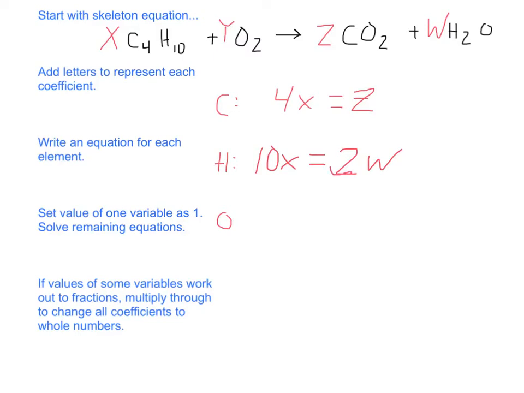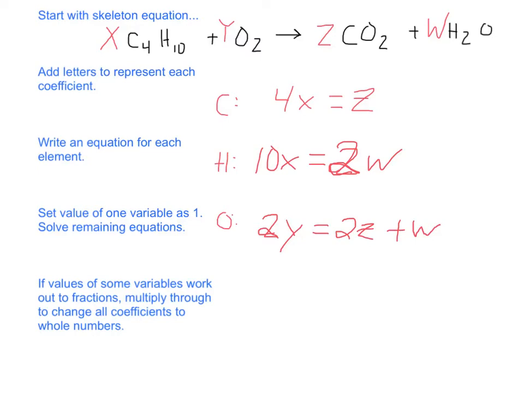Right, and then lastly, we have oxygen. We know 2y, since the other side has just O2, so it's 2y equals 2z, because CO2 has 2 of them, plus w, because water has only 1 oxygen. Okay, 2z plus w. So what we've got is a system of equations, much like you do in algebra, except we have 3 equations but 4 variables in this case.